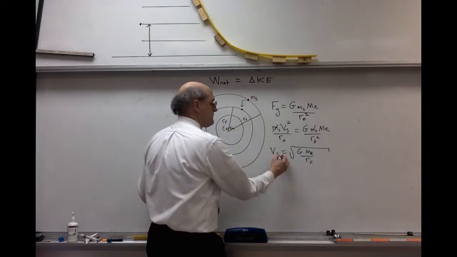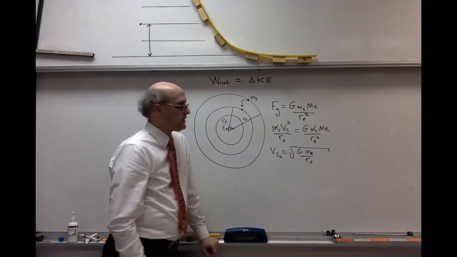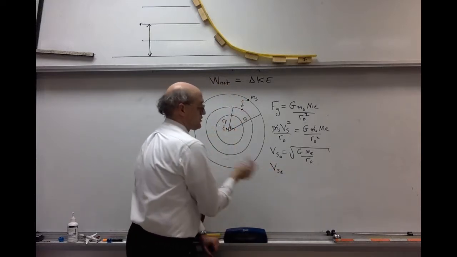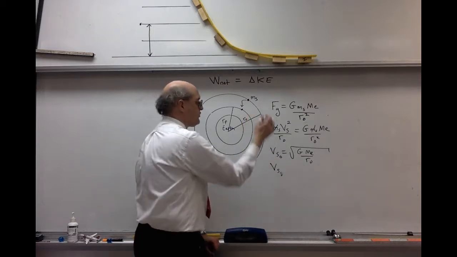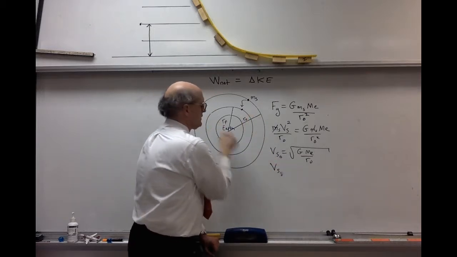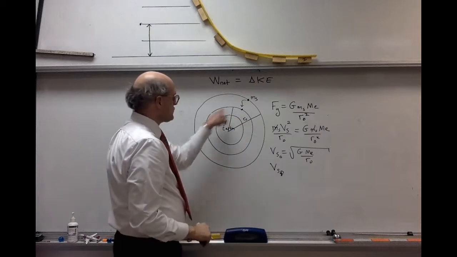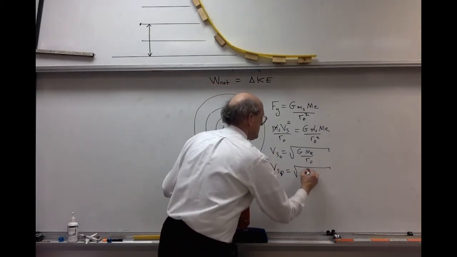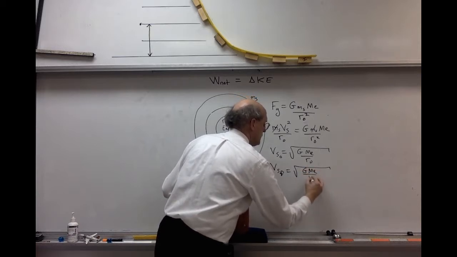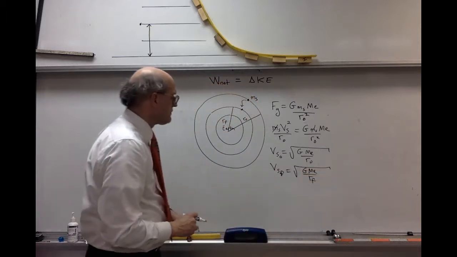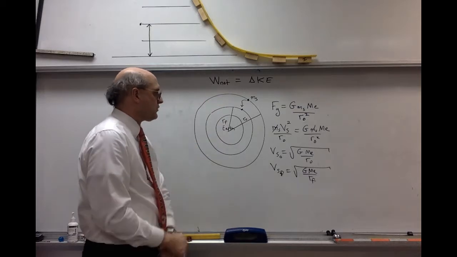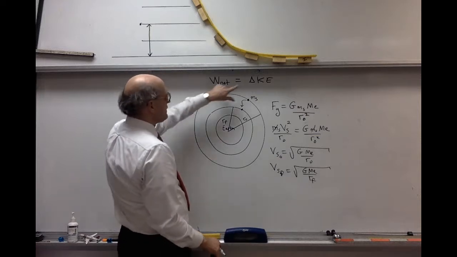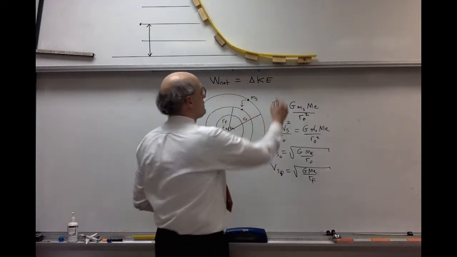We'll call that VSO for the original orbit, not the outer orbit, and then F stands for the final orbit, which is the inner orbit. So that would be equal to the square root of G me over RF. So knowing this and this, now we can find the change in kinetic energy.